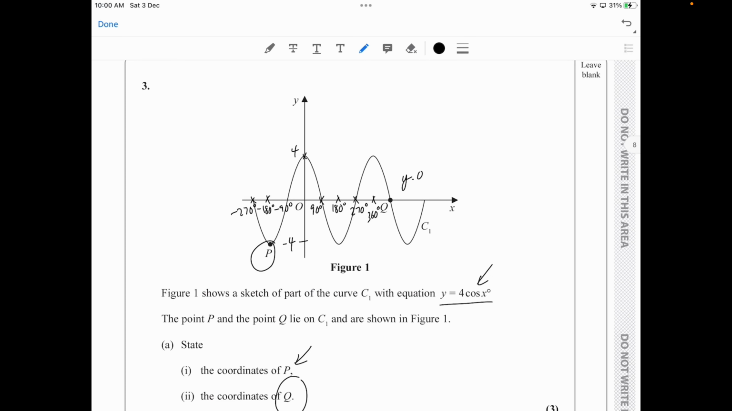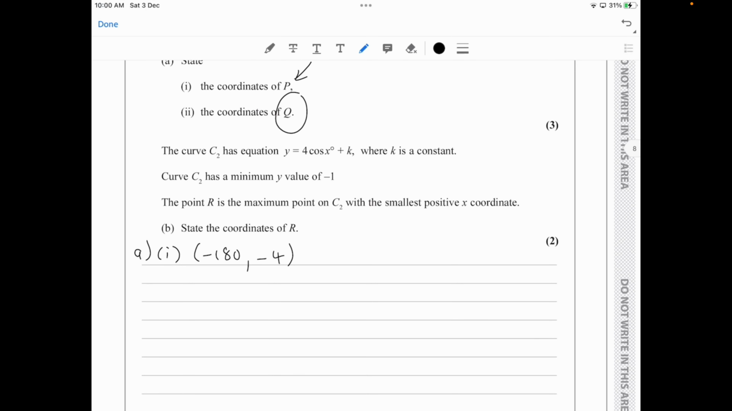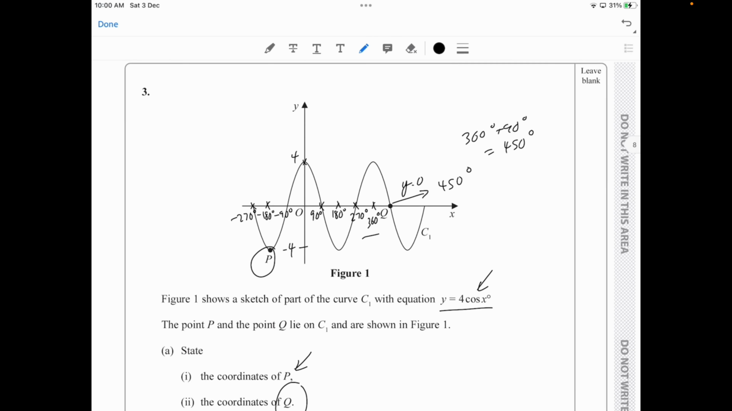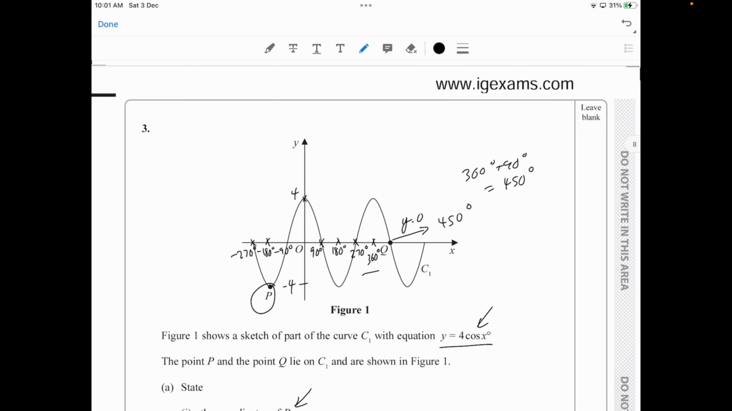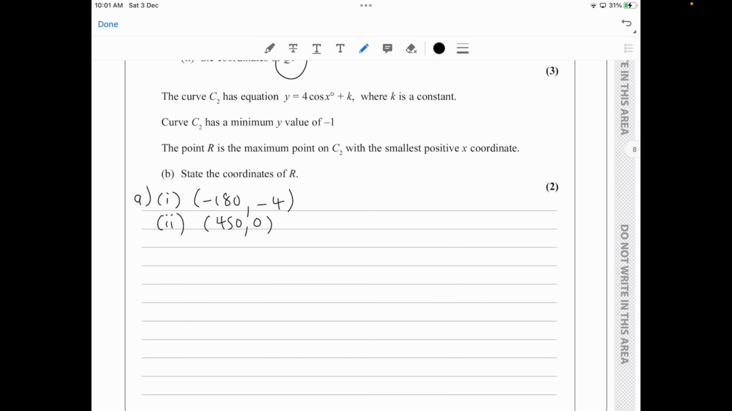So indirectly, we know from the cos graph, if you do 360, let's say, plus 90 degrees again, you get an additional of about 450 degrees. So this point here is going to be 450 degrees on the xy plane, on the x coordinates. So indirectly we have found out the coordinates of point Q, which is going to be 450 comma 0, since the value of y is 0 and the x coordinate is about 450. Alright, that's just from the original cos graph itself. Let's move on to the next question.